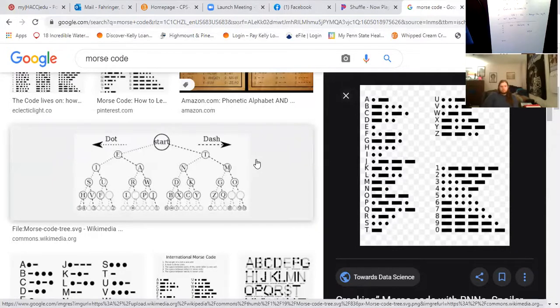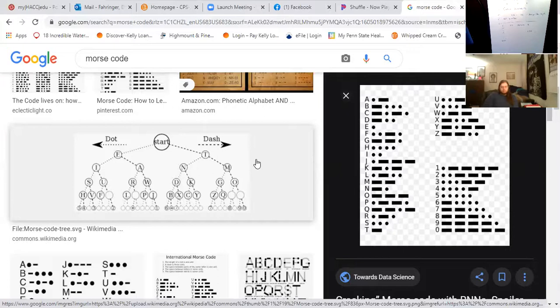Okay. So what letter do you think was the most frequent? Well, the answer was E. What's second most frequent? T. And why are these two at the top? Why is E just a single dot and T is a single dash?